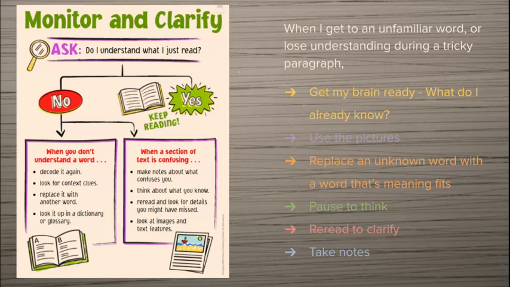If you've come to a section or a paragraph where you're not really sure what's going on, you're confused, you can make notes about what confuses you, and think about your own personal experience, what you already know, and what you've already read. Go back and reread and look for details that maybe you missed, and then look at the images in the text. So we're really going to be focusing on understanding what we're reading.